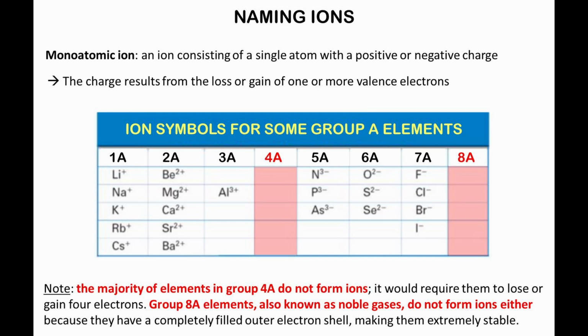Note: the majority of elements in group 4A do not form ions. It would require them to lose or gain 4 electrons. Group 8A elements, also known as noble gases, do not form ions either because they have a completely filled outer electron shell, making them extremely stable.